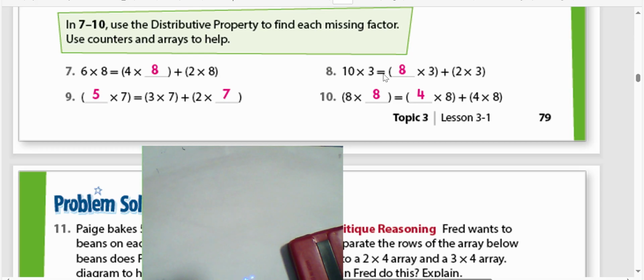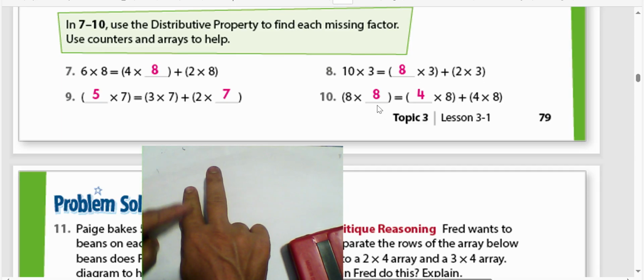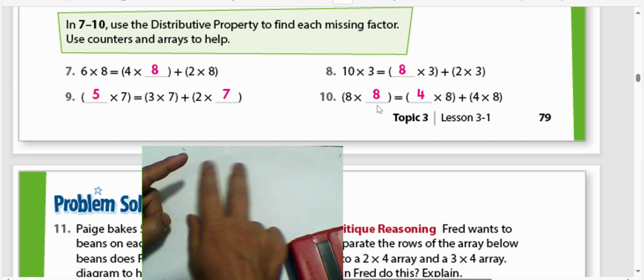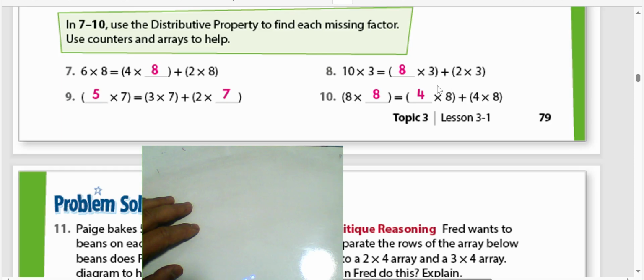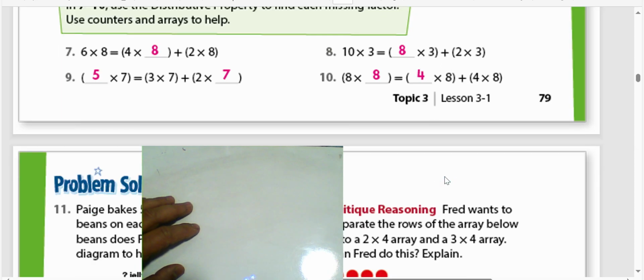And also 10 times 3, we can write 3 repeating, and 10 equals 8 plus 2. We have 7 repeated, 7 7 7, and 5 equals 3 plus 2. And also here 8 equals 4 plus 4, and 8 was repeating, so we must write 8. We have two numbers. First we divide into two parts and the next digit will be repeating. Understood? 8 times 8 equals 4 times 8 plus 4 times 8.